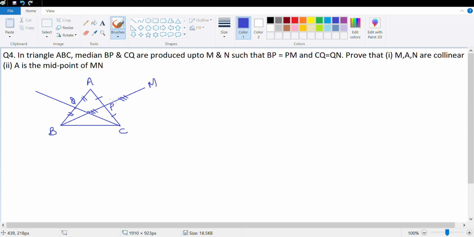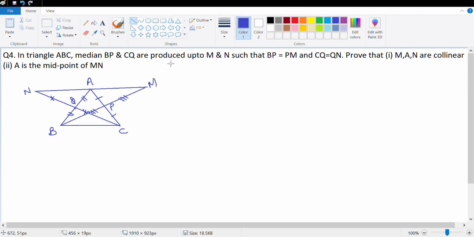And CQ is equal to QN. So CQ is equal to QN. This is N. We need to prove that M, A, N are collinear, which means we need to prove that MAN is a straight line. This is what I need to prove, that MAN is a straight line, and then second part, A is the midpoint of MN.